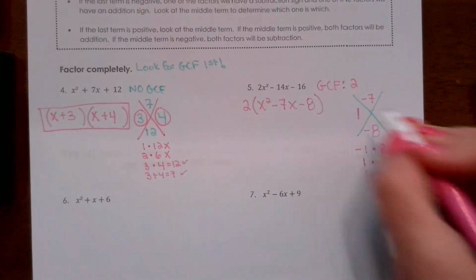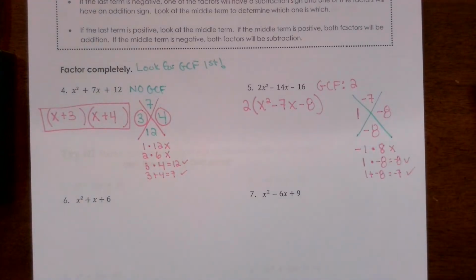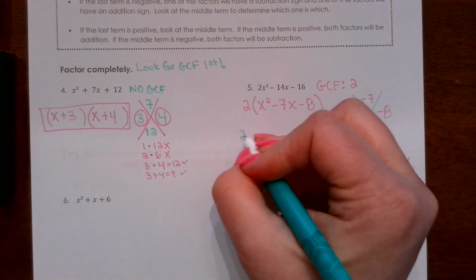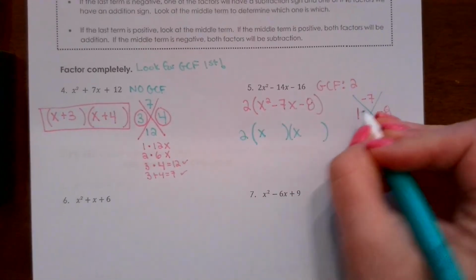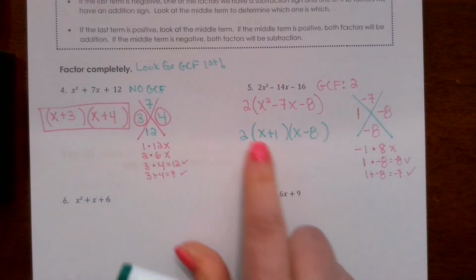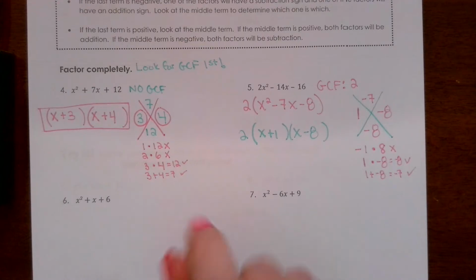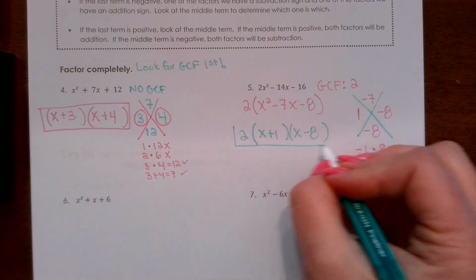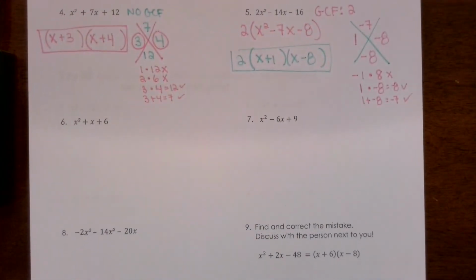So 1 and negative 8 are the two numbers I'm looking for to go into my binomials. So I'm going to take my 2 and I'm going to set up my binomials. I've got a positive 1 and a negative 8. Again, you can go through the multiplying process, multiplying these binomials, to verify that your answer is correct, then you can redistribute the 2. You will end up back at 2x squared minus 14x minus 16.